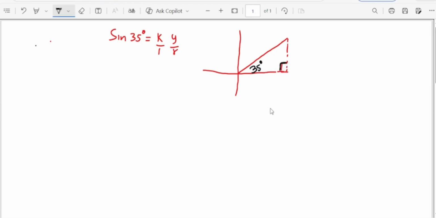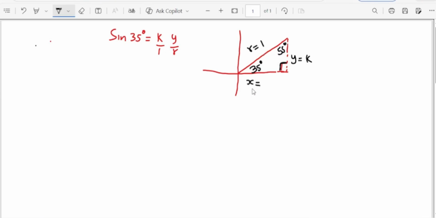What is the other angle equal to? If we use the sum of angles in a triangle, this will be 180. We minus 35, we minus 90. The answer that we get, we're going to put it here. So that's my 55 degrees. Always important to do it like that. So now we have the value of y, it's given as k. We have the value of r, it's given as 1. But we don't know what x is.